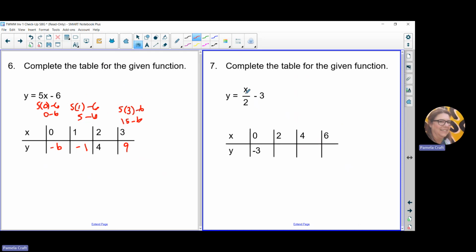For number 7, we have for our function x divided by 2 minus 3. So the first one is done for you, 0 divided by 2, which is 0, and 0 minus 3 is negative 3. So the first one we do is 2 divided by 2 minus 3, and 2 divided by 2 is 1, and 1 minus 3 is negative 2.